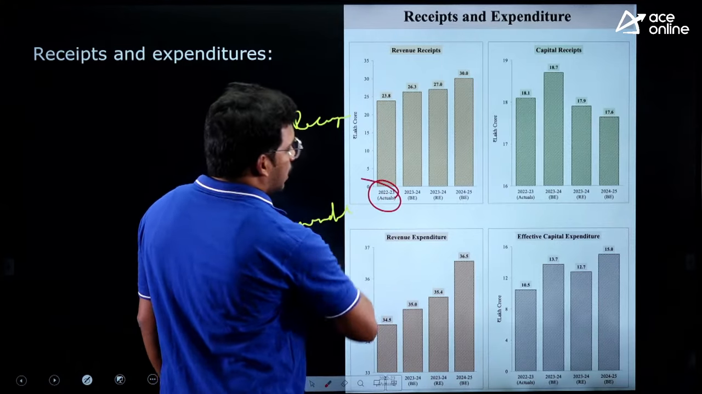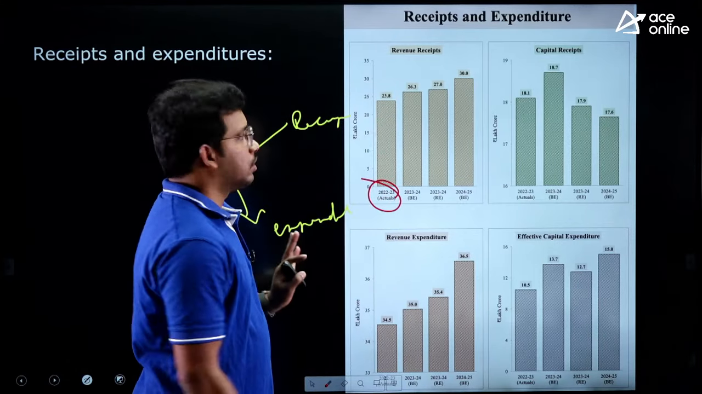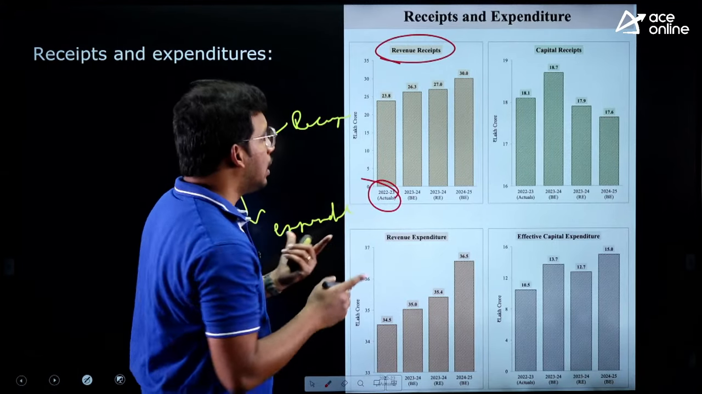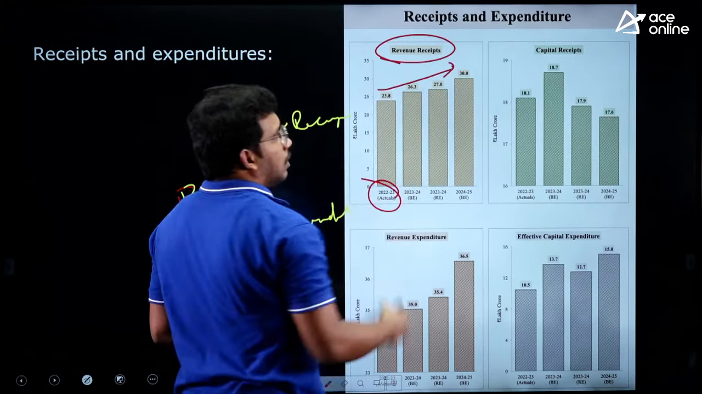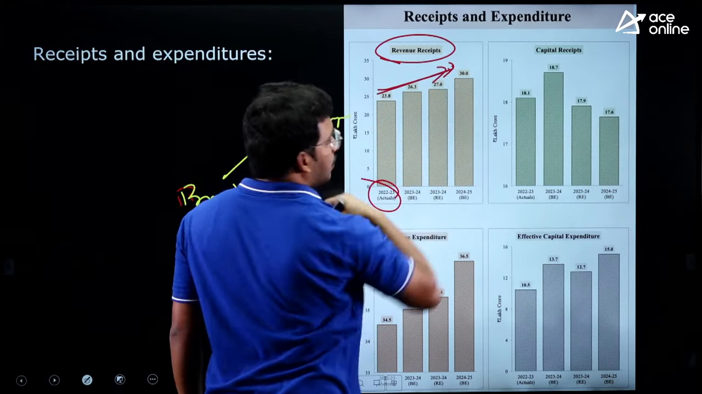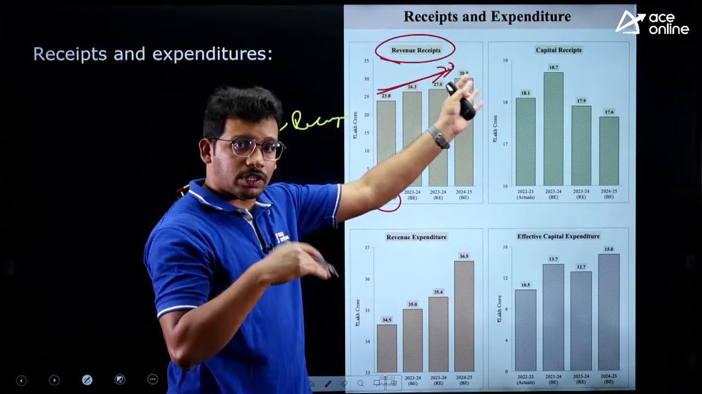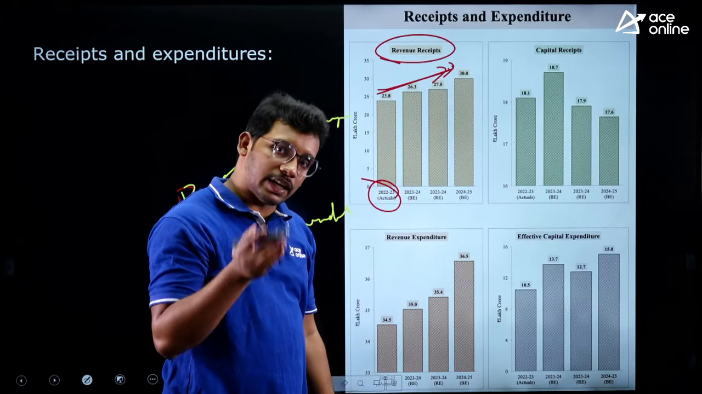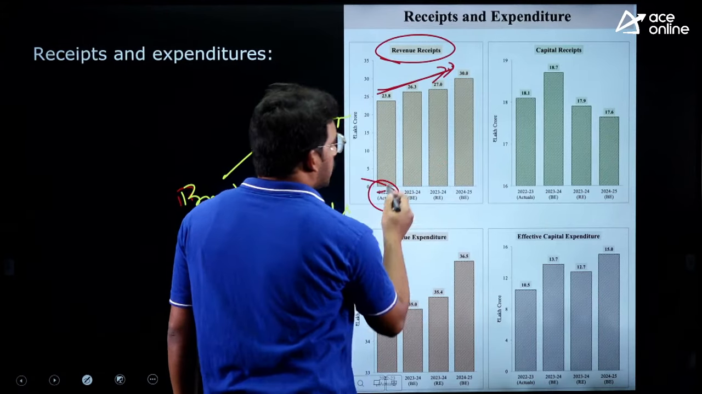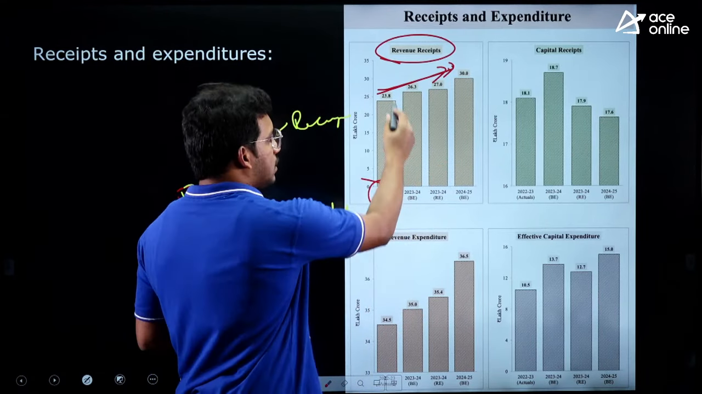So you can see here in revenue receipts. These we have discussed in the first session. I'm not repeating again. So here revenue receipts means money which government need not pay back. So here it kept increasing, which is a good thing. If revenue receipts are increasing, that means government is getting more funds from various sources. So it is increasing since 2022, which is a good sign.